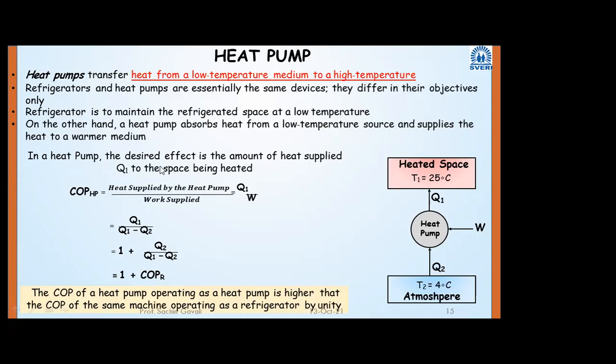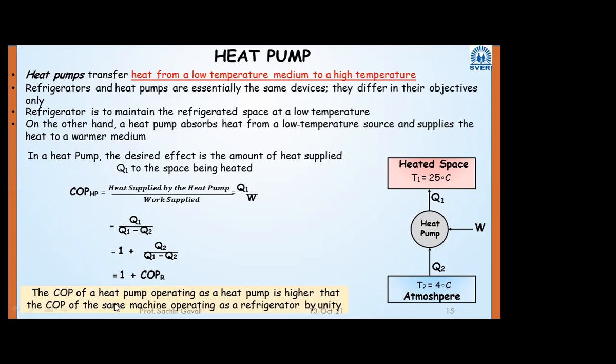In a heat pump, the desired effect is the amount of heat supplied Q1 to the space being heated. So heat supplied by the heat pump is Q1 divided by W, that is Q1 divided by Q1 minus Q2. And here, 1 plus Q2 divided by Q1 minus Q2. Q2 divided by Q1 minus Q2 is the COP of refrigerator. After adding 1, COP of refrigerator plus 1 is equal to COP of heat pump.